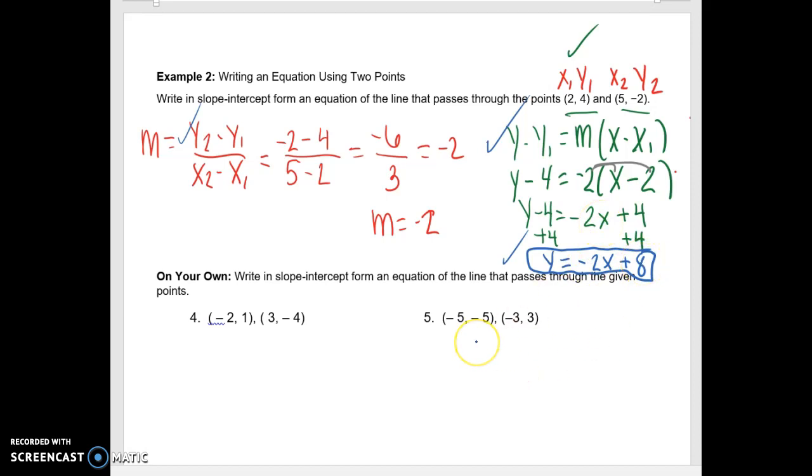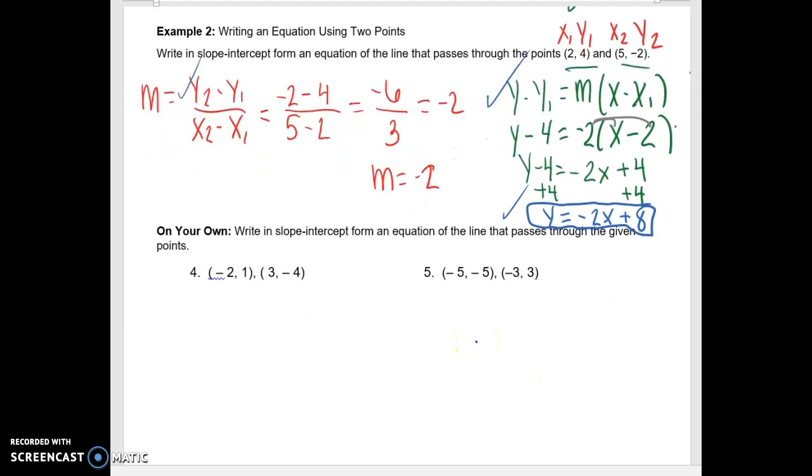So go ahead, try 4 and 5 on your own. Remember, x1, y1, x2, y2. This is your first step. And then go ahead and continue finding your slope. So that's your first step. And then your second step is your point-slope formula. And then your final step is your third step, which is your simplified slope-intercept form.